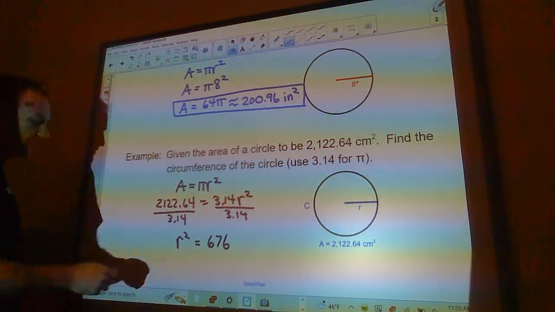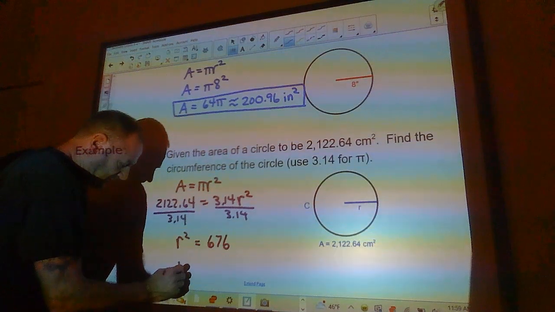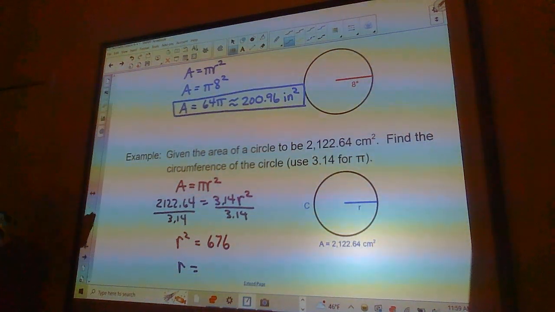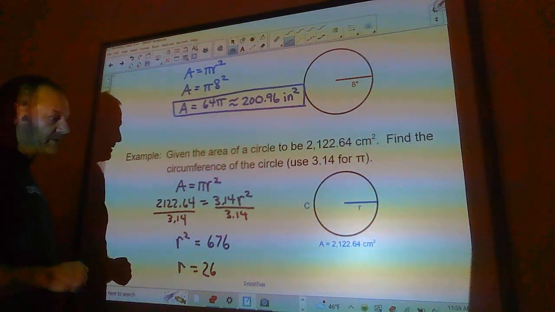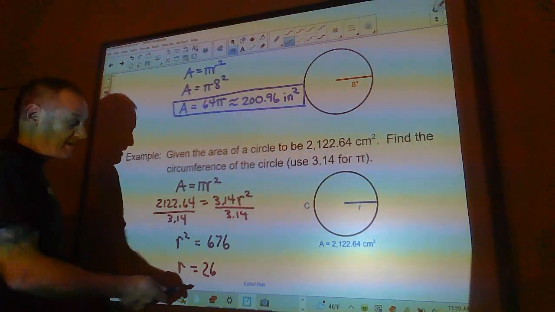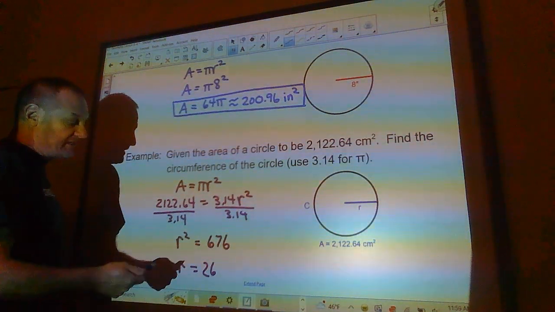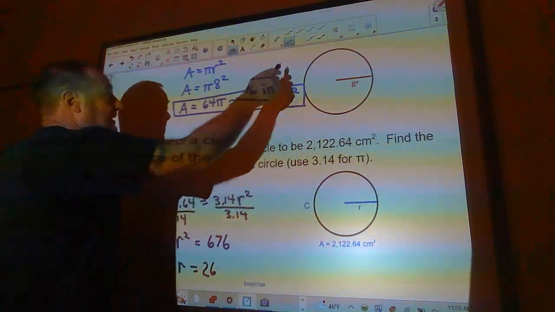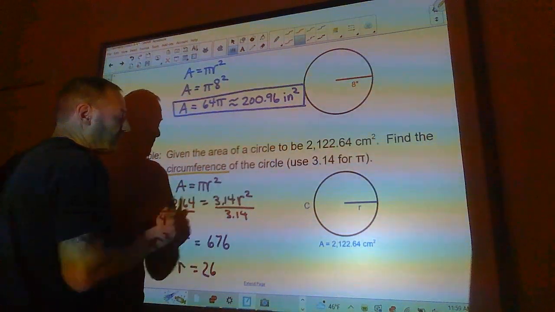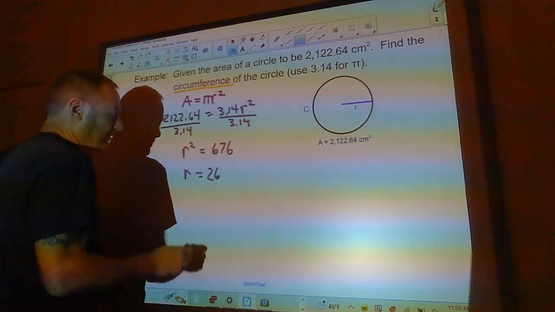Okay, so I need to square root both sides of this. So r, I believe it's 26. No, that's not right. The square root of 676. Yeah, it's 26. Okay, that's the radius in centimeters. Now, a lot of people stop right here because they think, oh, I found r and I'm done. But I'm not done because it asked me to find the circumference. So I need to keep going.